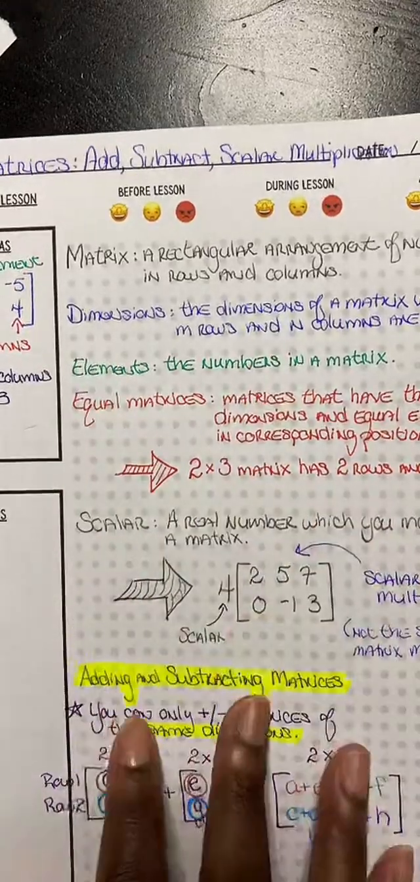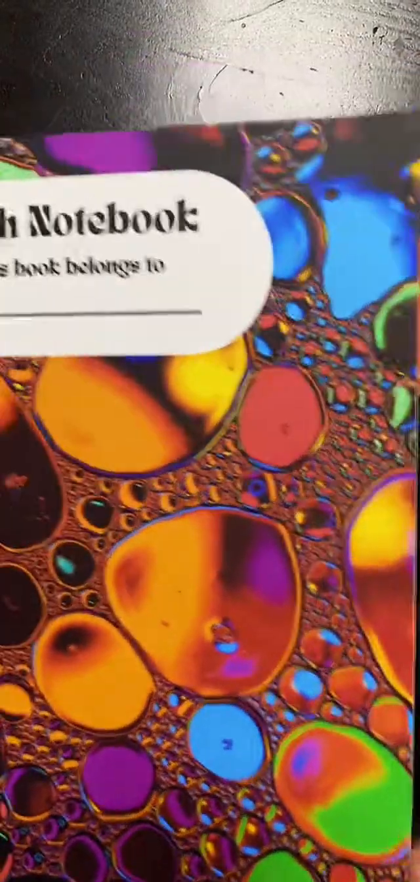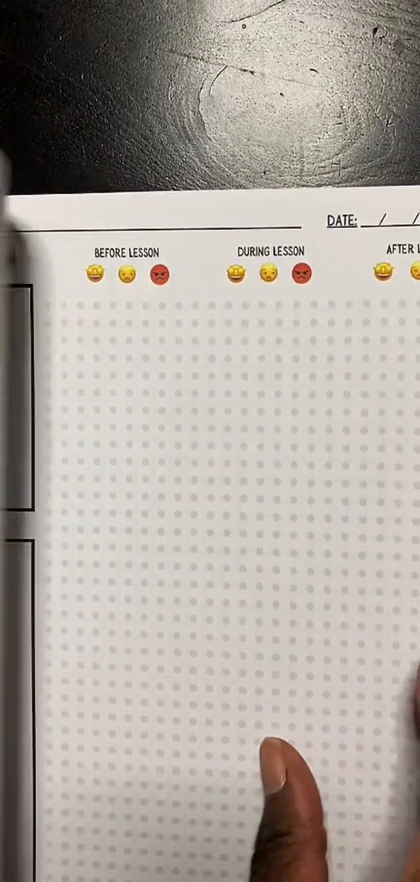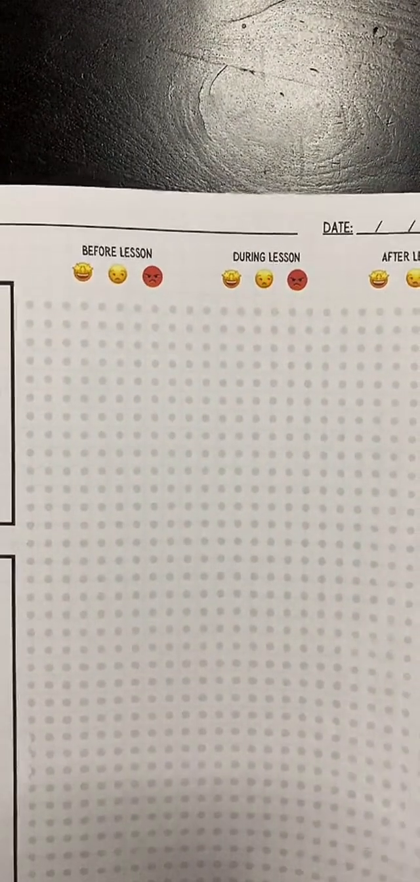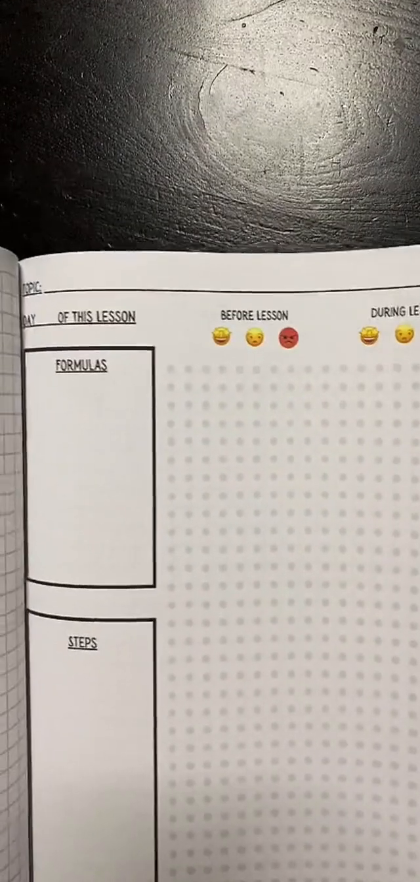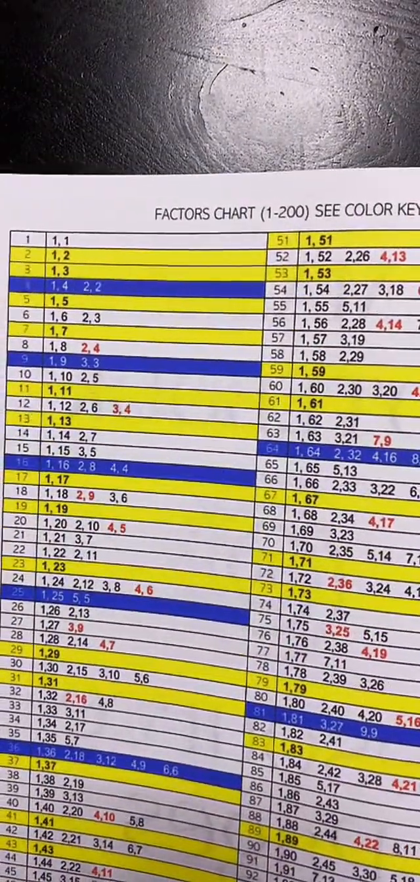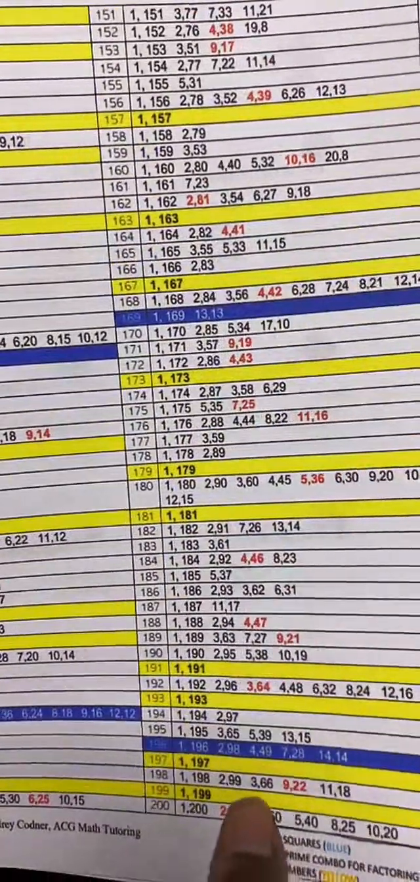Now, if you like the setup of my notebook here, I actually designed this. Yep, I made this. So I made this notebook. It has 100 pages. One side has the dot grid, the other side has the grid itself. Now, if you know you're not very strong with your multiplication and you need some assistance, I have what's called a factor sheet, and it goes from 1 all the way up to 200.